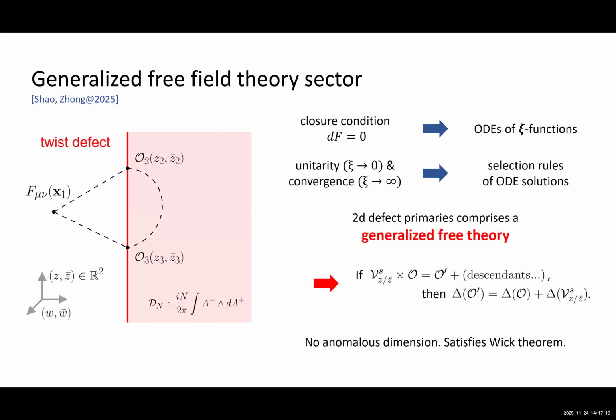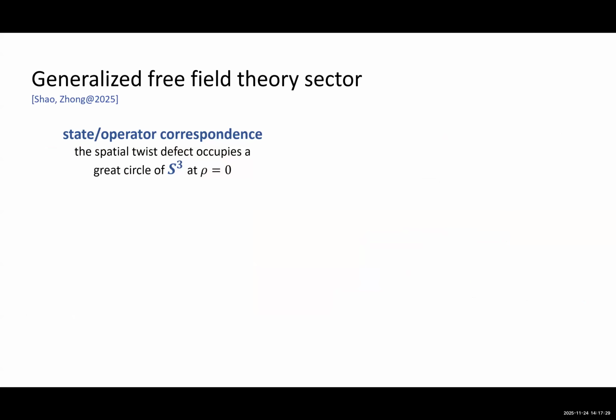Okay, are there any questions so far? I realize I am probably discussing many abstract aspects of DCFT, but I want to convince you that they are actually physical. Now, by the state-operator correspondence, you can map those defect operators to some states, in this case the states on the S3 sphere, with the twist defect occupying some large circles of the S3.